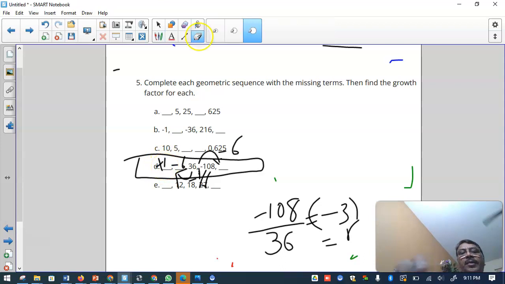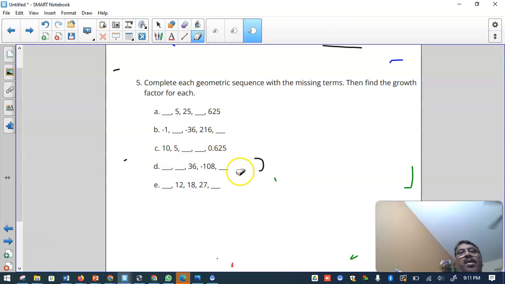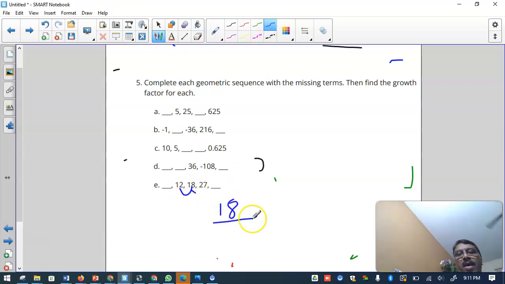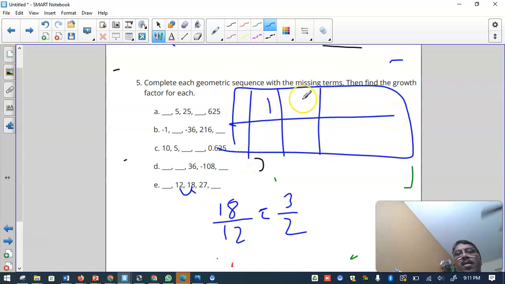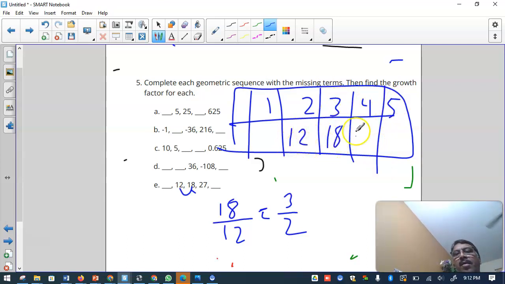Check that out. And then finally, the last one is a little tricky. If you see this, 18 divided by 12 is like 3 over 2, right? So it means each time, we don't know the first one, that's a blank, and they gave the fourth and fifth that you're supposed to write. This is 12, 18, and 27. So from here you multiply by 3 over 2, and then you multiply by 3 over 2 here, and you get the answer.